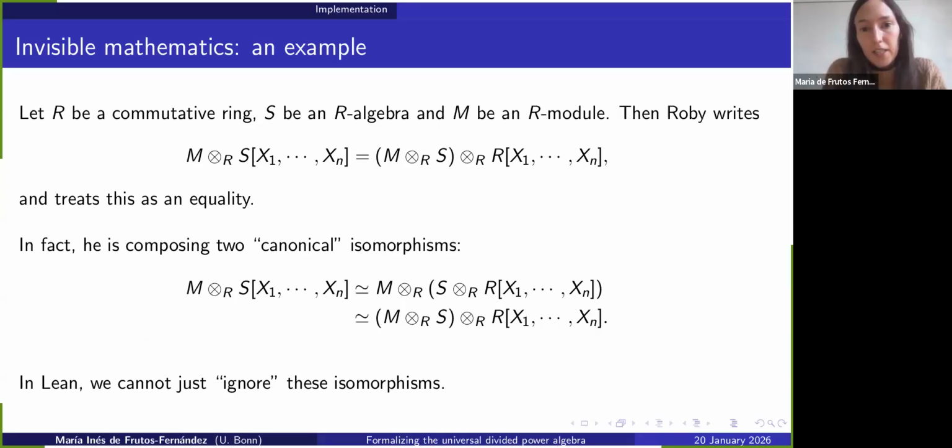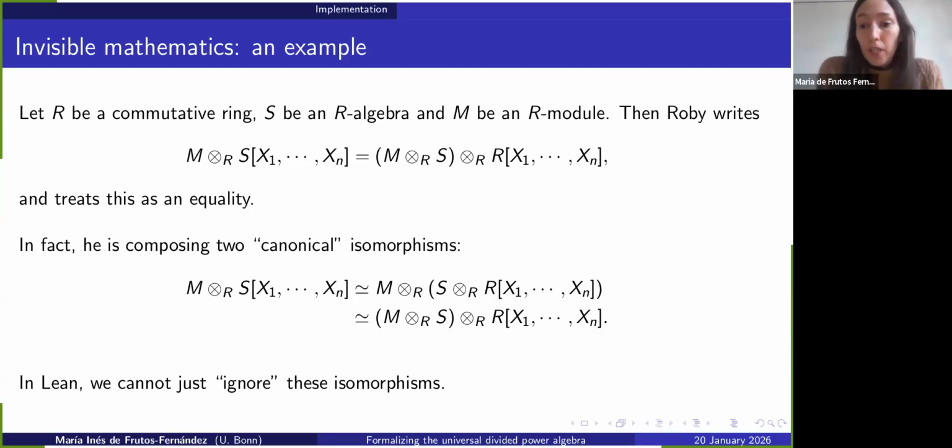Something else that takes a lot more work in Lean than in the original paper is that Robbie in the paper makes many identifications between objects that are isomorphic in, let's say, a canonical way. So this is just one example taken from the paper, but there are several instances where this happens. So in this example, R is again a commutative ring, S is an R algebra, and M is an R module. Then Robbie writes the following equality. So he writes M tensor the polynomial ring in n variables over S is the same as M tensor S tensor with the polynomial ring in n variables over R.